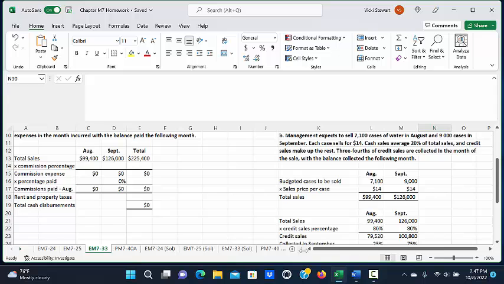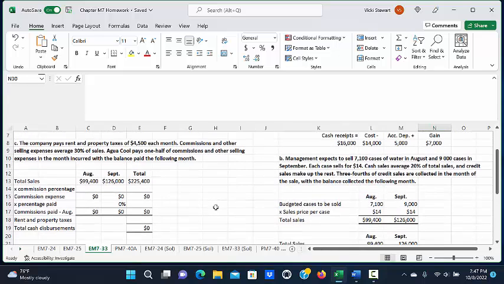Now we are going to do Part C. It states that the company pays rent and property taxes of $4,500 each month. Commissions and other selling expenses average 30% of sales. AguaCool pays 1/2 of commissions and other selling expenses in the month incurred, with the balance paid the following month.